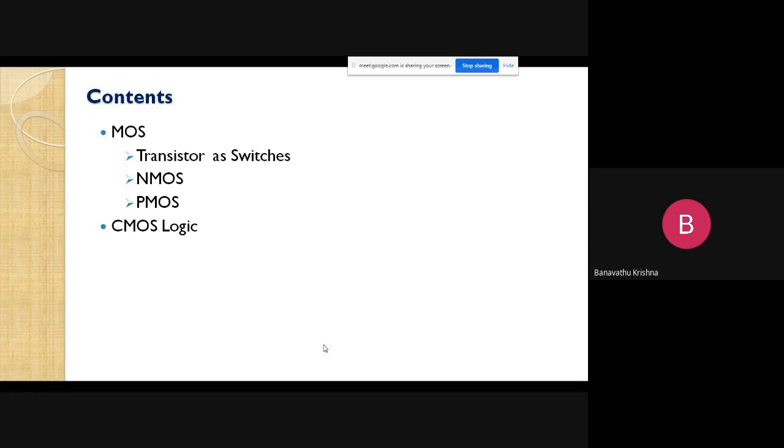These are the contents. In today's class we are going to discuss MOS transistor and transistor as switches. What are the types of switches? How they can perform as a switch? And NMOS transistor, PMOS transistor. So there are two types of MOS transistor here, and also CMOS logic. And also we can discuss the basic MOS transistor actions, that is NMOS enhancement mode and NMOS depletion mode. All those things we are going to discuss here.